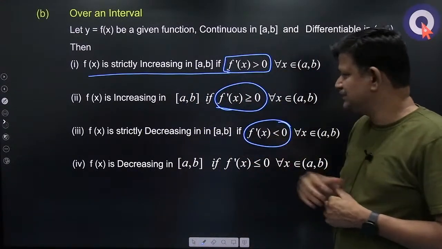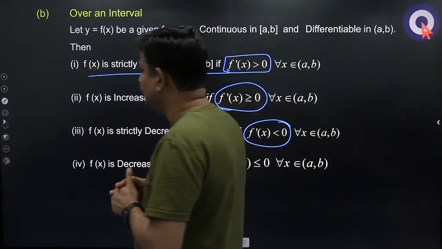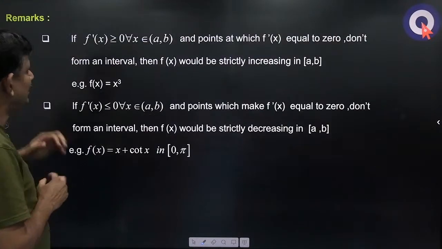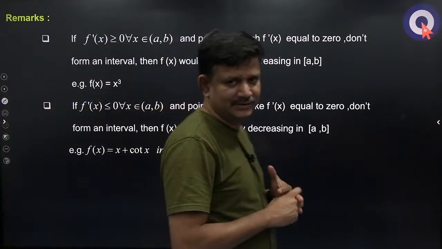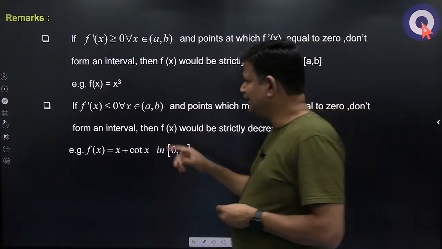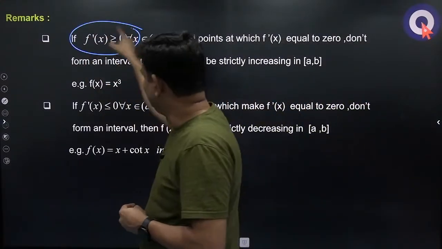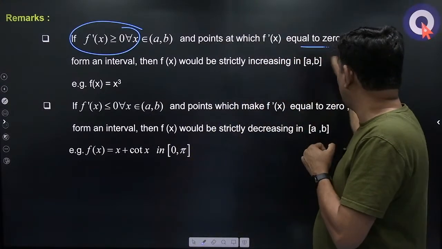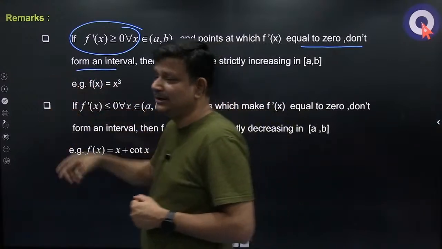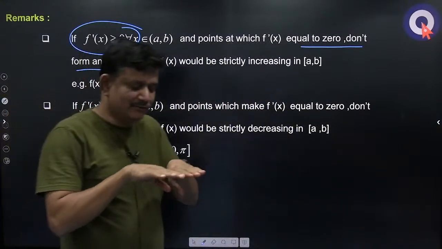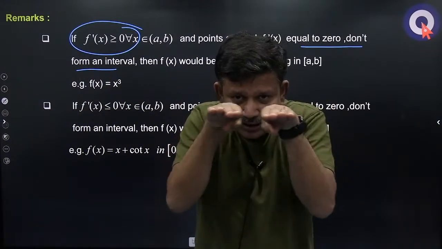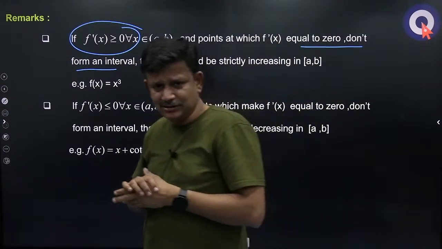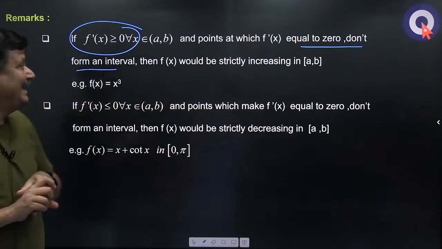If f dash x is less than 0, it is a strictly decreasing function. If f dash x is less than or equal to 0, it is a non-increasing function. Let us be a little more precise about these definitions. If f dash x is greater than or equal to 0, and equality is not forming any interval. If equality forms an interval, what happens is over an interval, f dash x is a constant function.